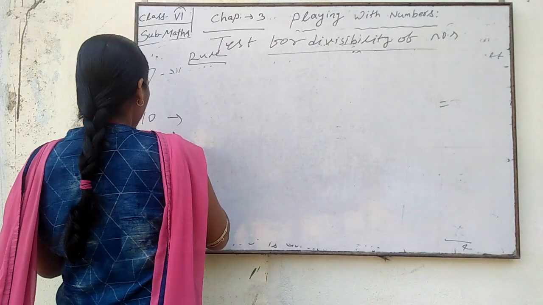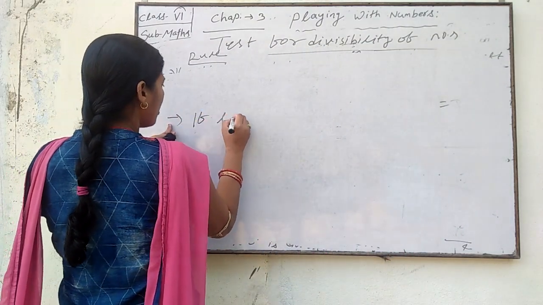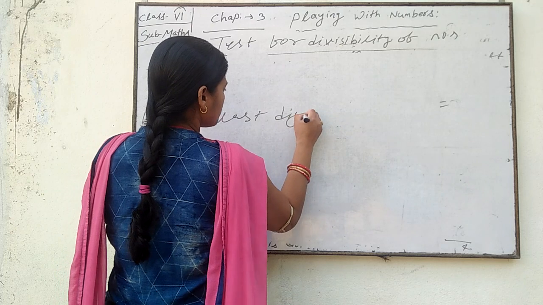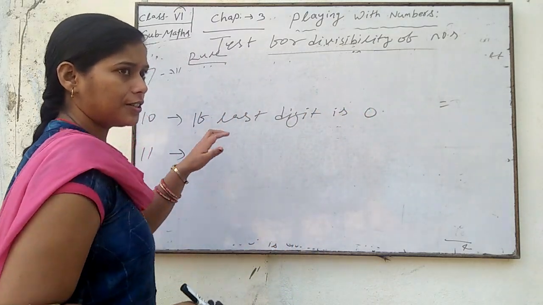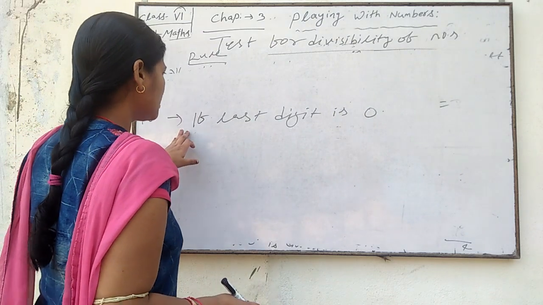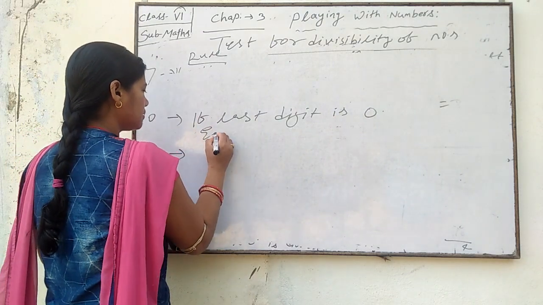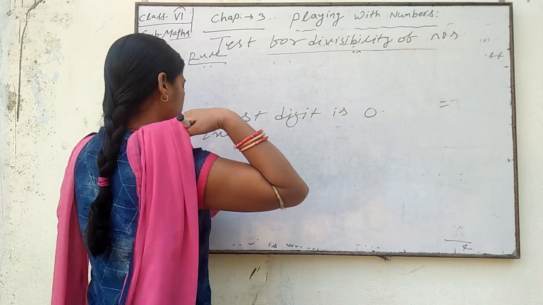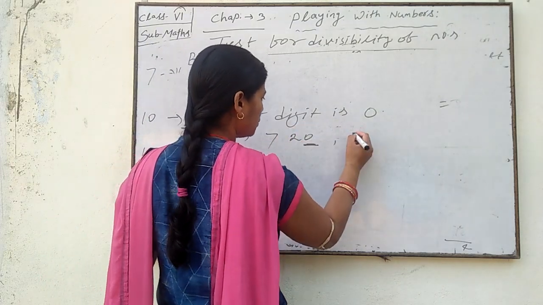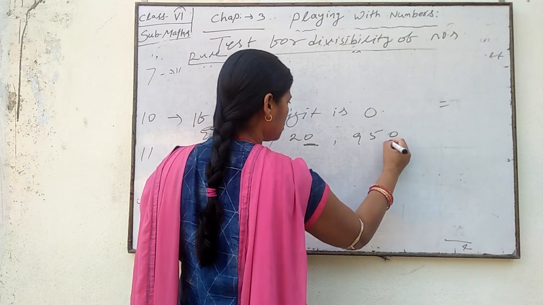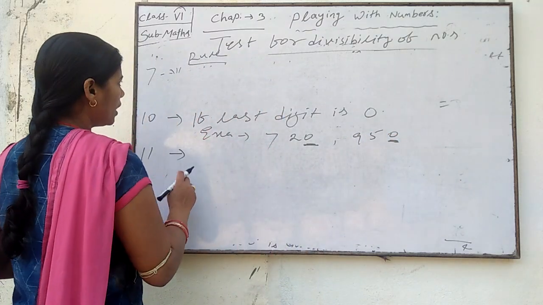And now divisibility by 10. If the last digit is 0, then the number is divisible by 10. Your examples: 720, last digit 0, and 950.